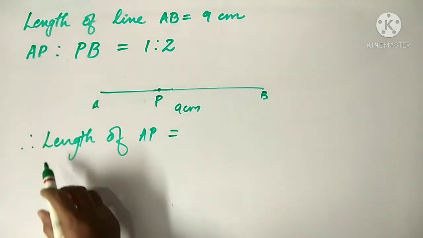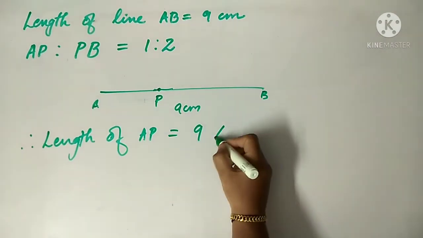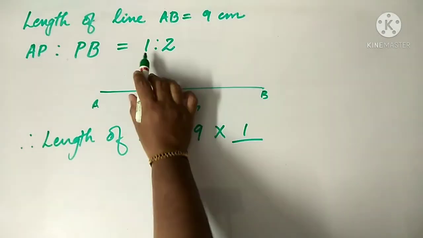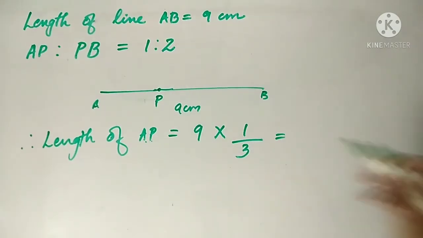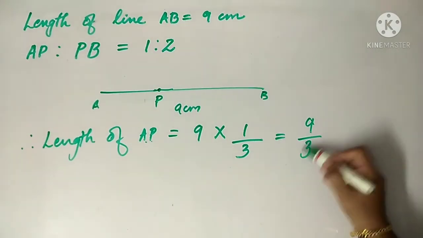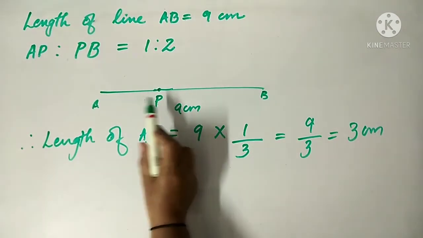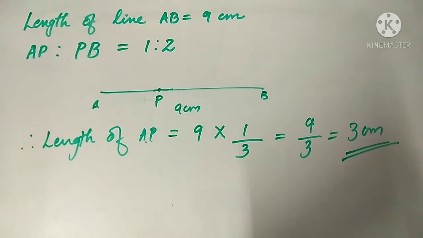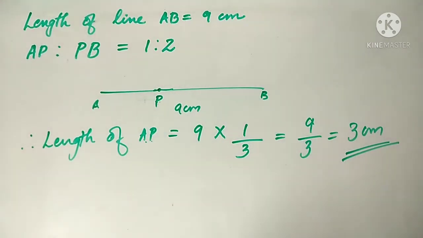So we write length of AP is equal to total length 9 into ratio of AP is 1, 1 by total is 1 plus 2, that is 3. That is equal to 9 into 1, 9 by 3. That is equal to 3 centimeter. We have to mark P 3 centimeter away from A. And second part of the question is compute this and mark the point. That means you have to draw this with the exact measurement using your scale.